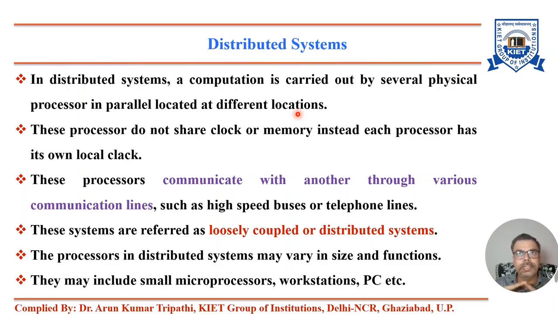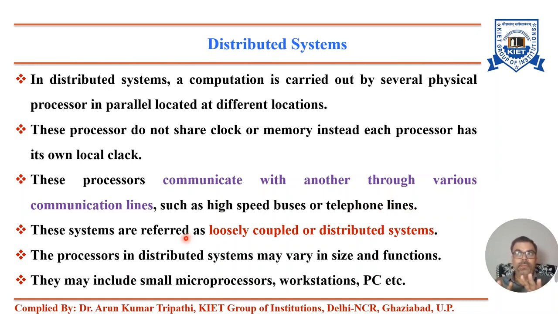They are interconnected with the help of high speed transmission lines so that there is the least amount of delay. The processors do not share clock and memory. When the computers are at different locations, how can they share the clocks or the memory? Each processor has its own local clock and its own local memory. The processors communicate with one another through various communication lines such as high speed buses or telephone lines. This I have already discussed.